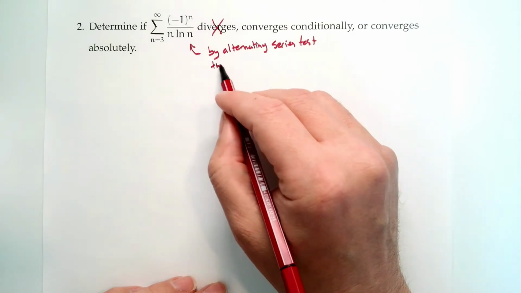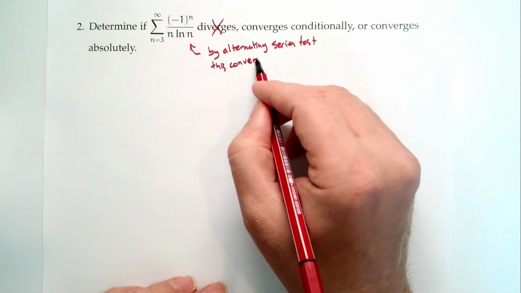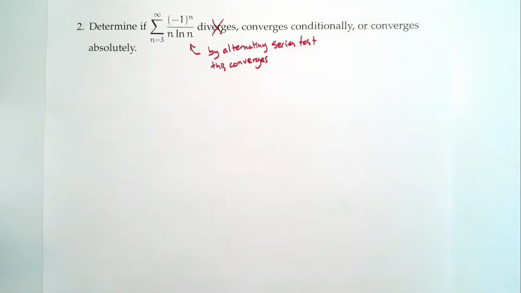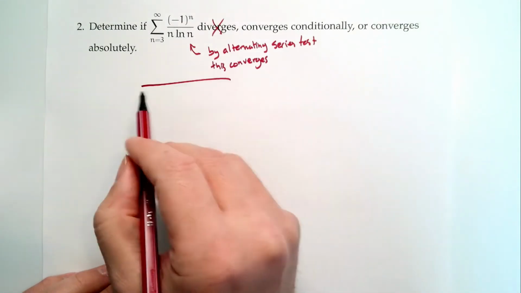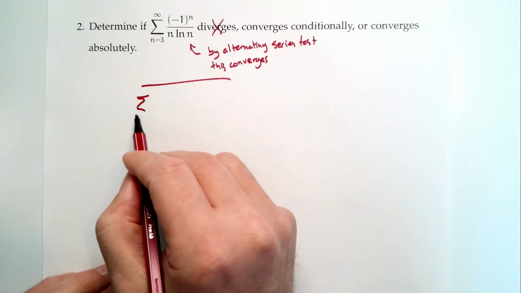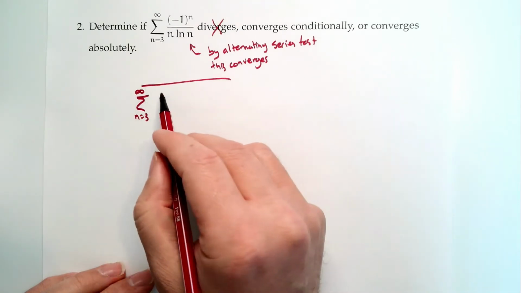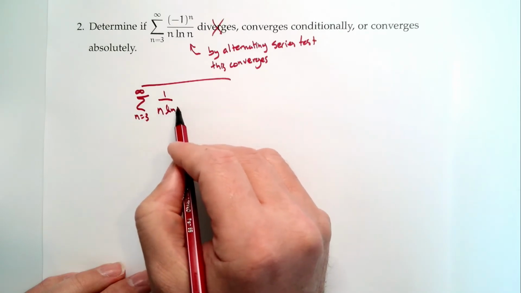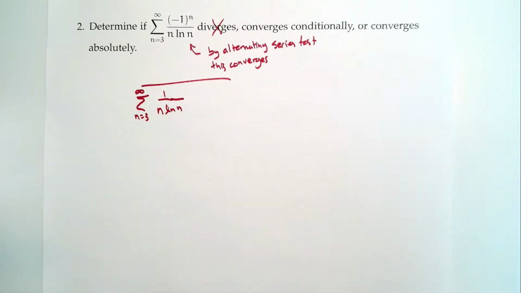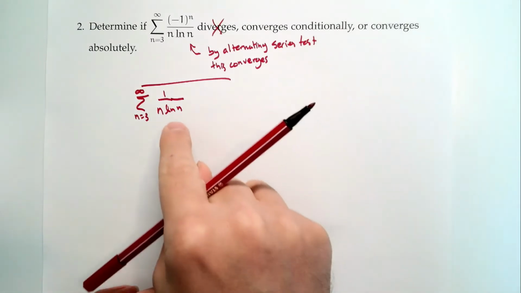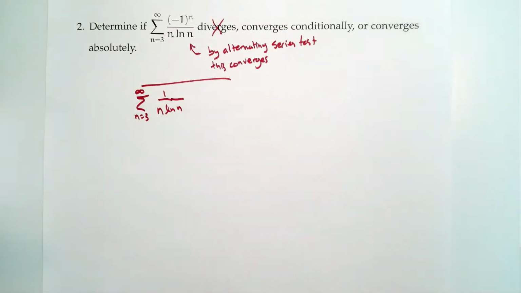Now, are we done? No. Now we have to ask, what happens if we took out the alternating part? What can we say about the sum from n equals 3 to infinity of 1 over n log n? The thing is, 1 over n is right on the border, so you have to be a little bit careful. Because it's right on the border, just a little bit more might be enough to knock it over to converging. And we do have a little bit more. But is it just enough? How do we figure it out?